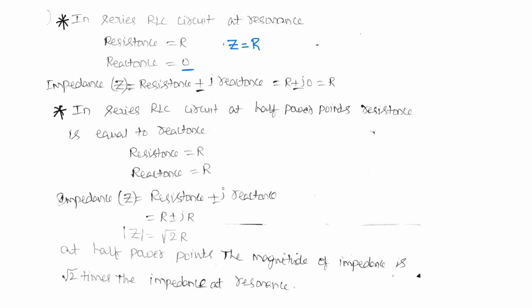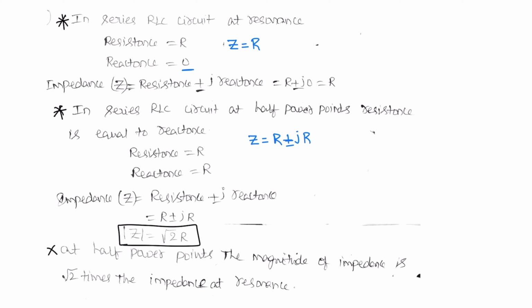Resistance is equal to reactance. Then impedance Z is equal to R plus or minus jR, because both the value of resistance and reactance are same at half power points. Then total impedance Z is root 2 R. At half power points, the magnitude of impedance is root 2 times the impedance at resonance.